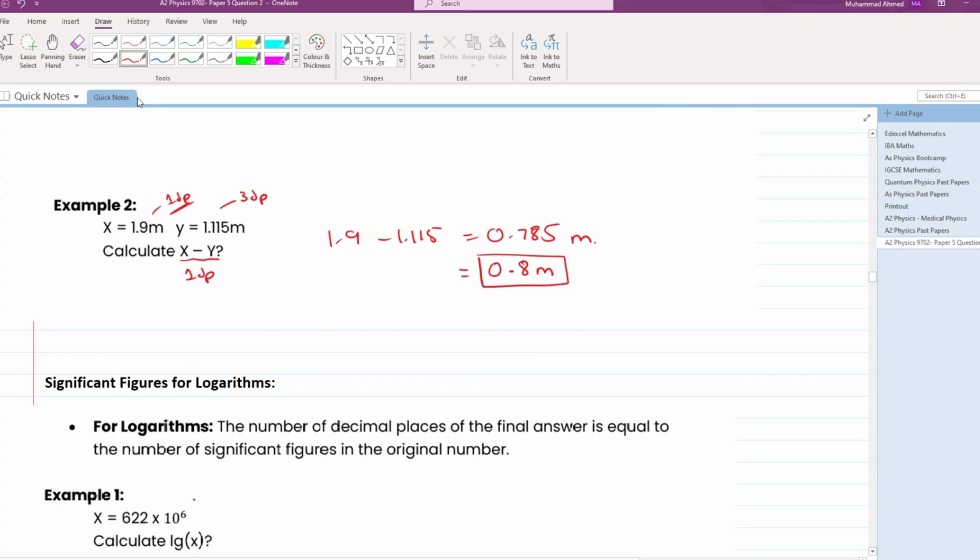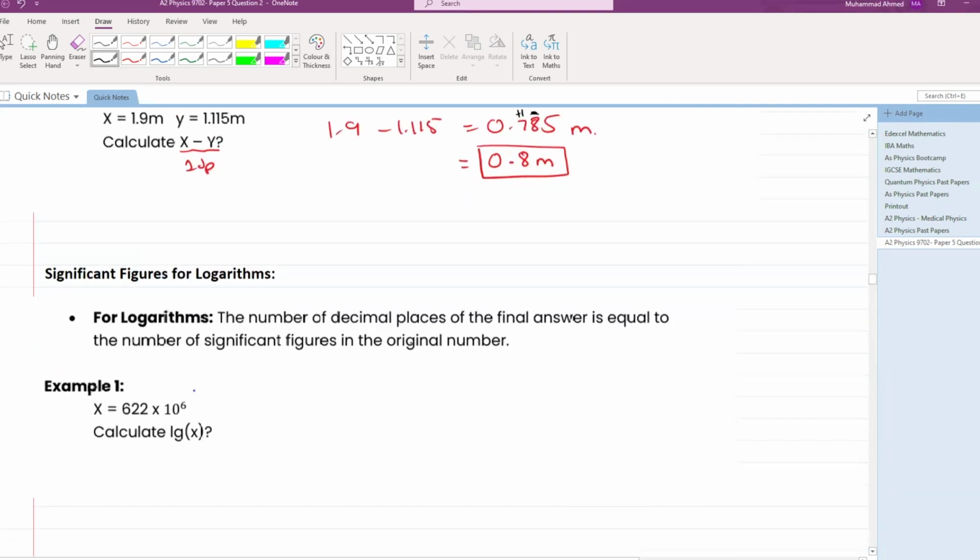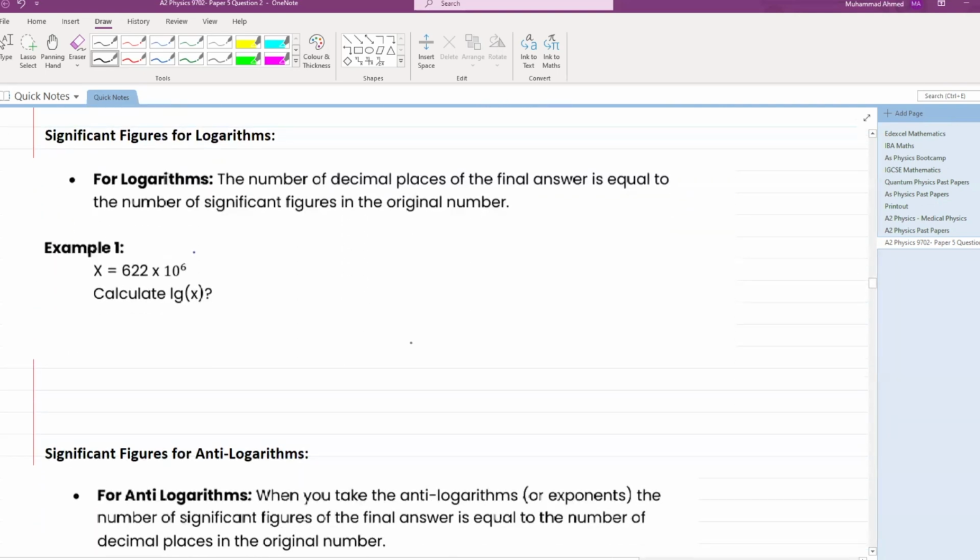Now, why did I write 0.8? Because the second decimal place is greater than or equal to 5. Hence, the first decimal place will get 1 added. This will become 0.8 meters. Simple. Now let's move on to the rule for logarithms. How will we calculate the significant figures in logarithms?